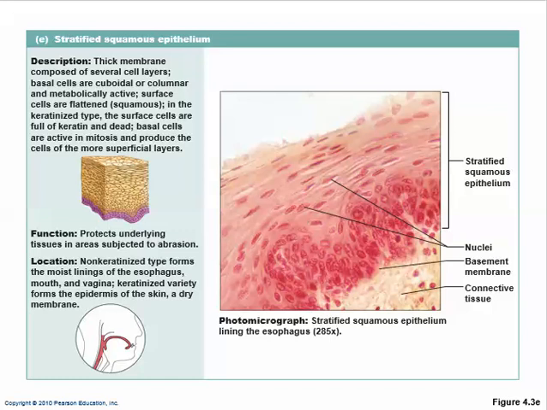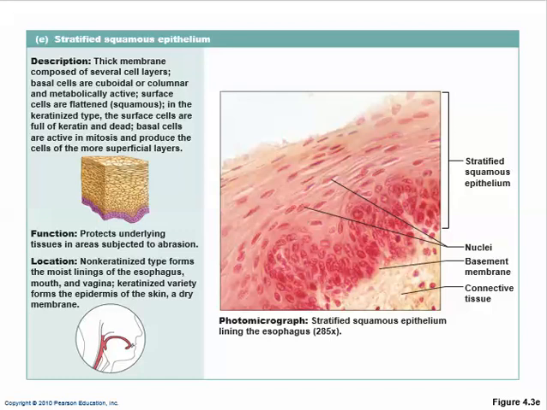And so there tend to be layers. The layers closest to the basement membrane are the ones that are undergoing mitosis. The layers closest to the surface are almost sacrificial. They're the ones that are taking the most abuse. So there's a couple of different types. In skin, there's a protein in it called keratin. So that would be a keratinized stratified squamous epithelium.